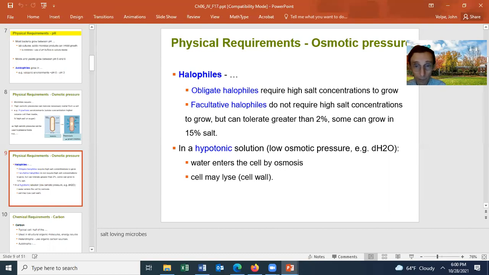Obligate halophiles will not grow unless they are in a high salt concentration. And an example of a halophile would be the bacteria growing in the Dead Sea between Jordan and Palestine. Those are all obligate halophiles because I believe the Dead Sea has about 30% sodium chloride in the water.